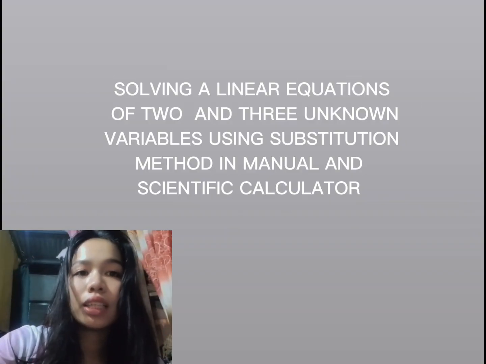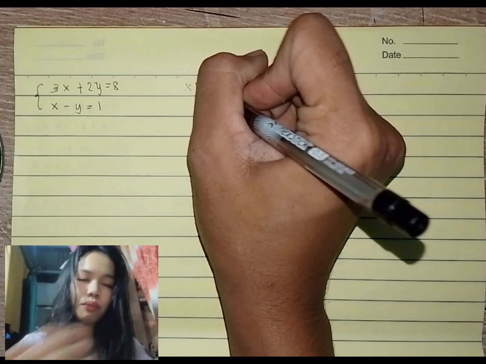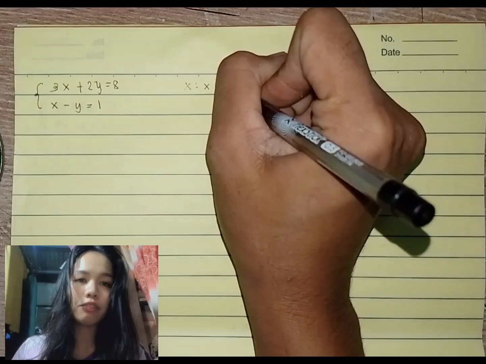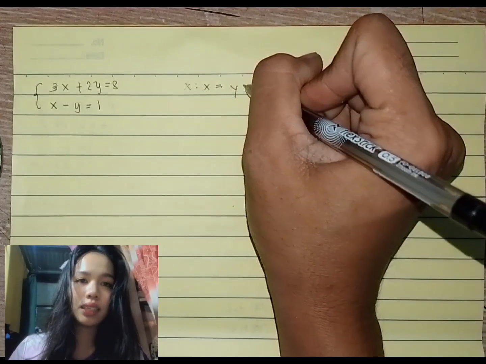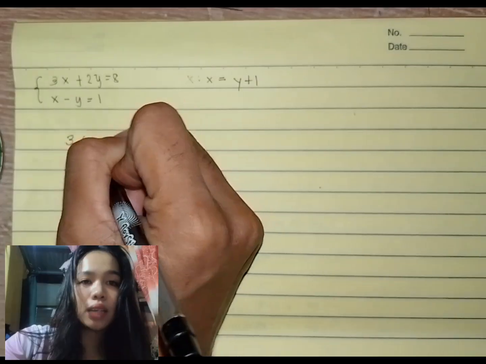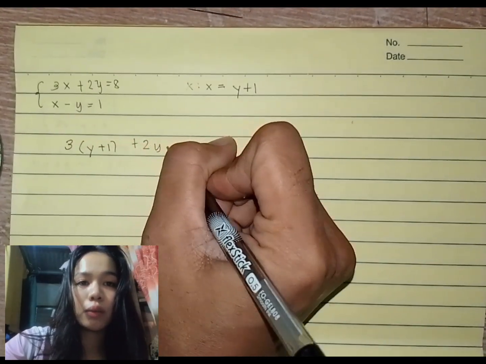So in solving the two variables of linear equations, we have different methods that we can use. For today's lesson, I will teach you how to solve using the substitution method. The first thing that we need to do is to isolate the variable, which is x is equal to y plus 1. The second one is to plug this expression for x into the equations.